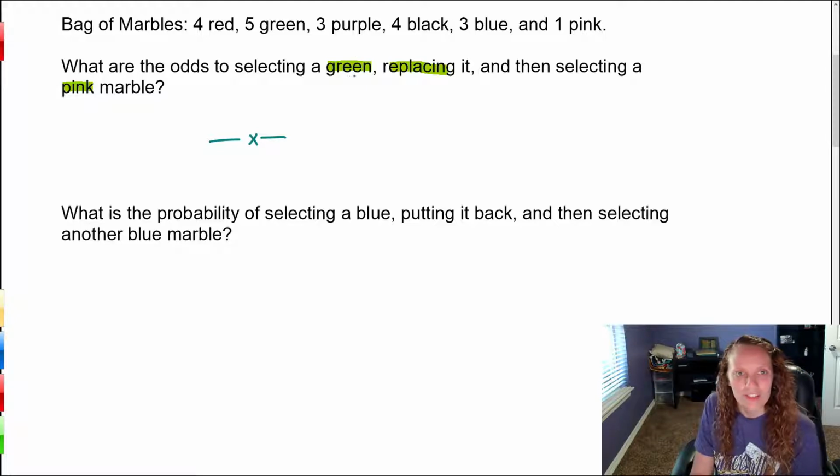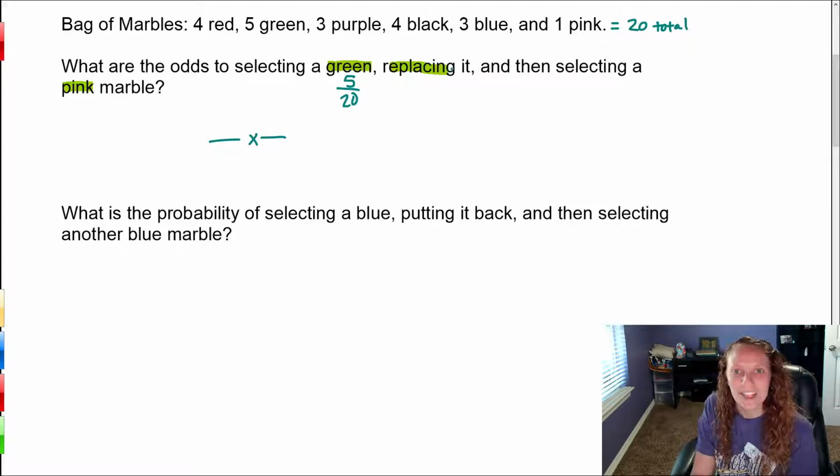I want to know the odds of getting a green. So there are 5 green. And recall that the denominator is the total number of marbles. So we need to add up our marbles here to find the total. So 4 plus 5 is 9, plus 3 is 12, plus 4 is 16, 17, 18, 19, 20. There are 20 total marbles. So we would make this green fraction 5 over 20.